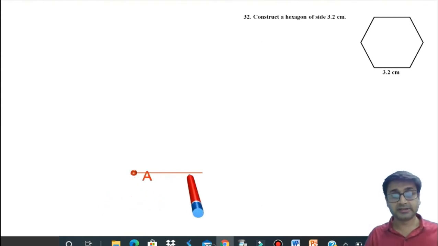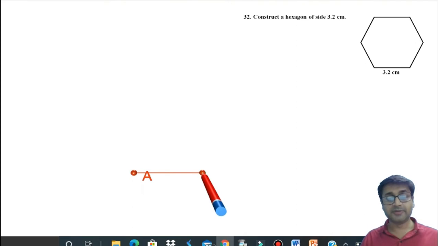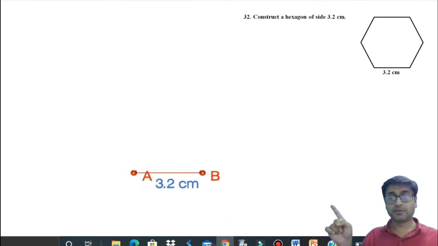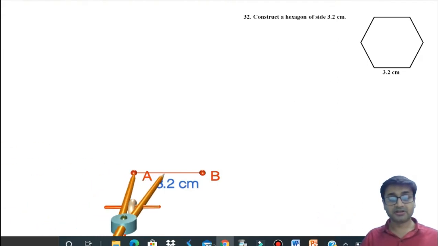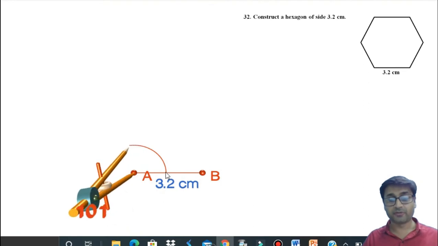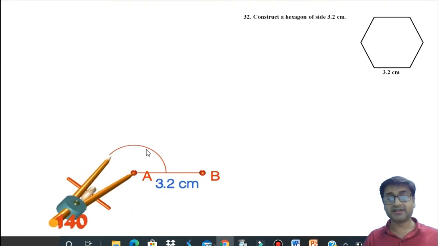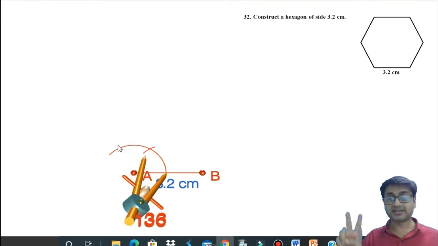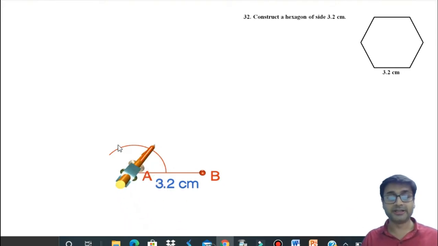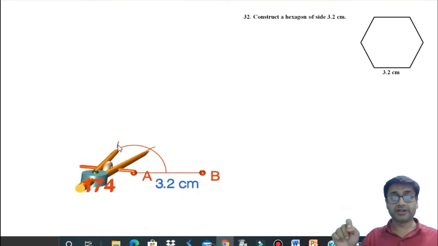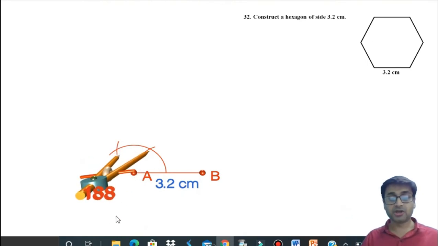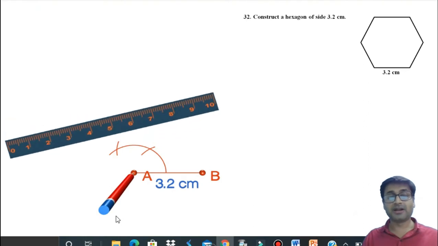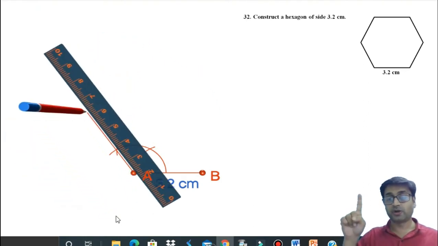Alright, so let's reach over there. First AB, the base, is 3.2. How are you going to get 120? Keep your compass on point A right over there, cut an arc of suitable radius. That's your suitable radius, and then from this point, without changing the radius, cut the first arc which becomes 60. From this point, cut the second arc which will give you 120. Now that you got that 120 degree and this point A, join both the points, automatically what you will get is your first 120 degree.